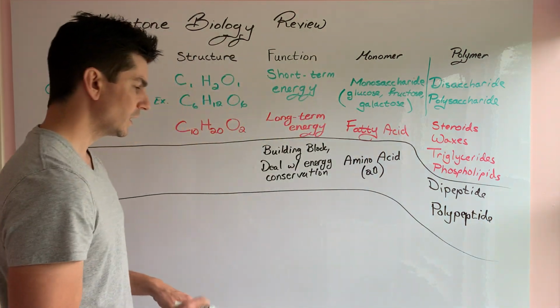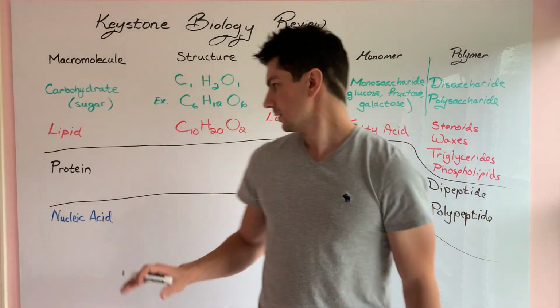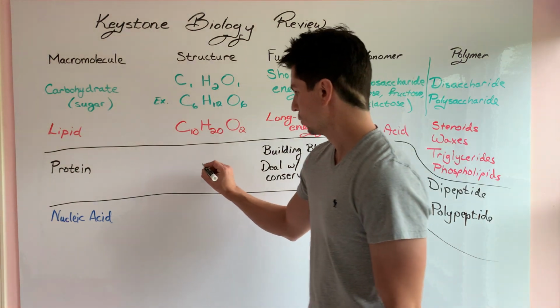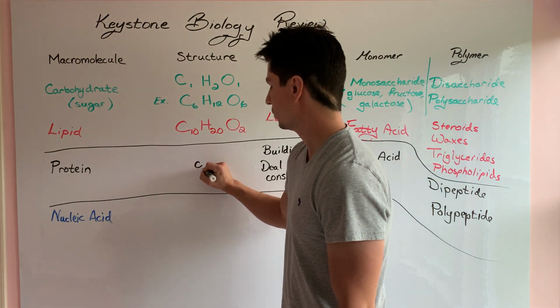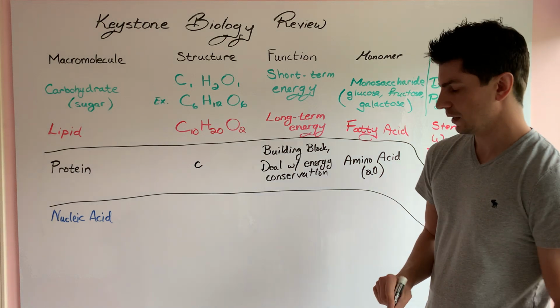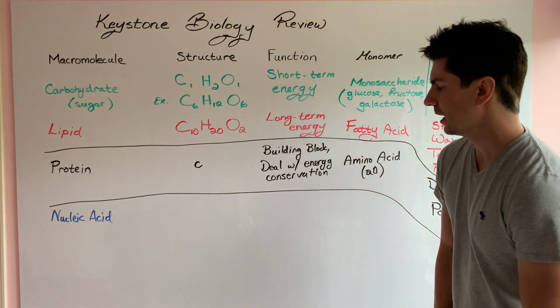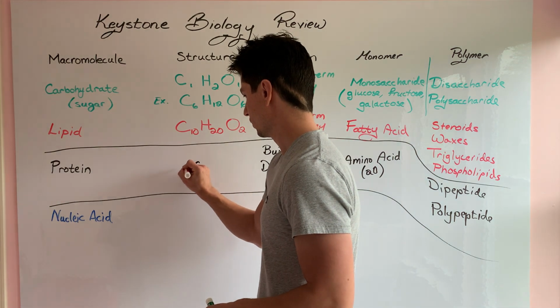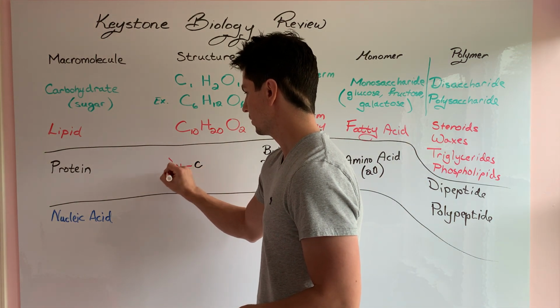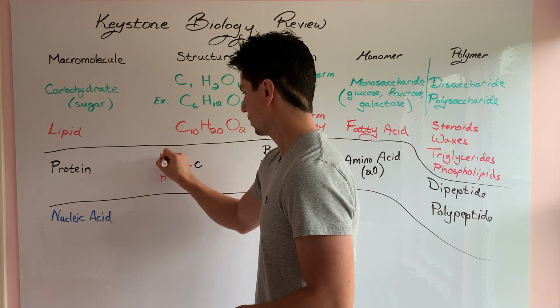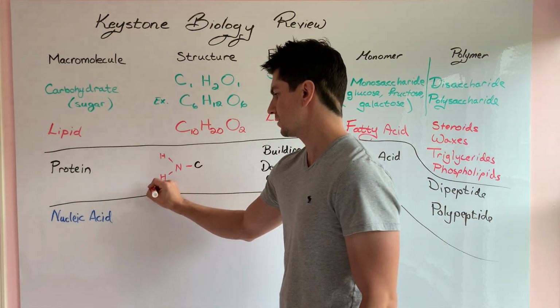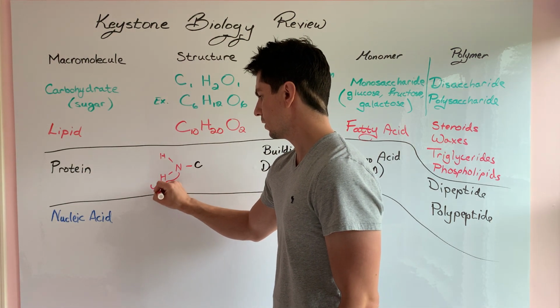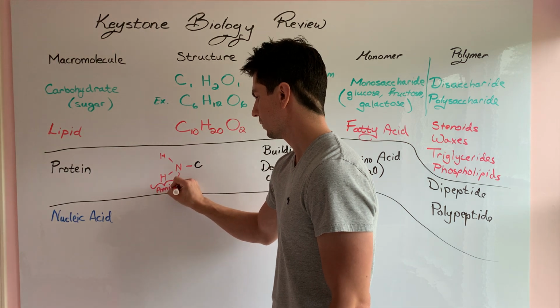Okay? Now, let's do the structure part. We are going to start with a central carbon. Okay? On the one side of our protein, so coming over here, we're going to have a nitrogen, and we're going to have two hydrogens attached to it. That is going to be called an amino group.